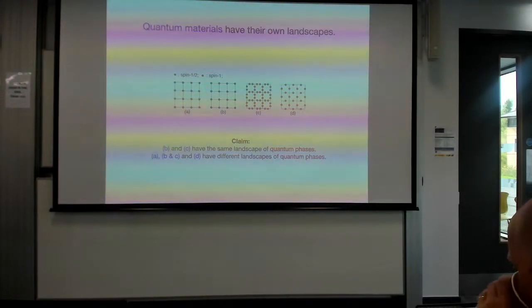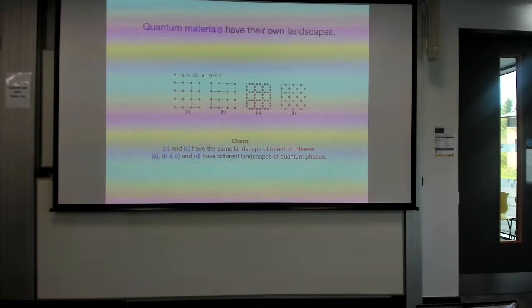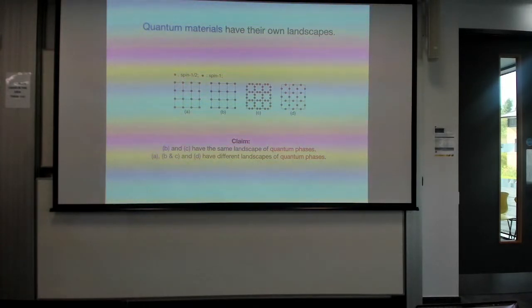I will assume that in all these cases, there's SO(3) spin rotational symmetry and the lattice symmetry of the square lattice. And I claim that for those four cases, B and C will have the same landscape of quantum phases of matter, in the sense that by tuning the parameters of the Hamiltonians in case B and case C, they can achieve the same set of quantum phases of matter, but A, D, and BC will have different landscapes. Part of the task of this talk is to explain this.